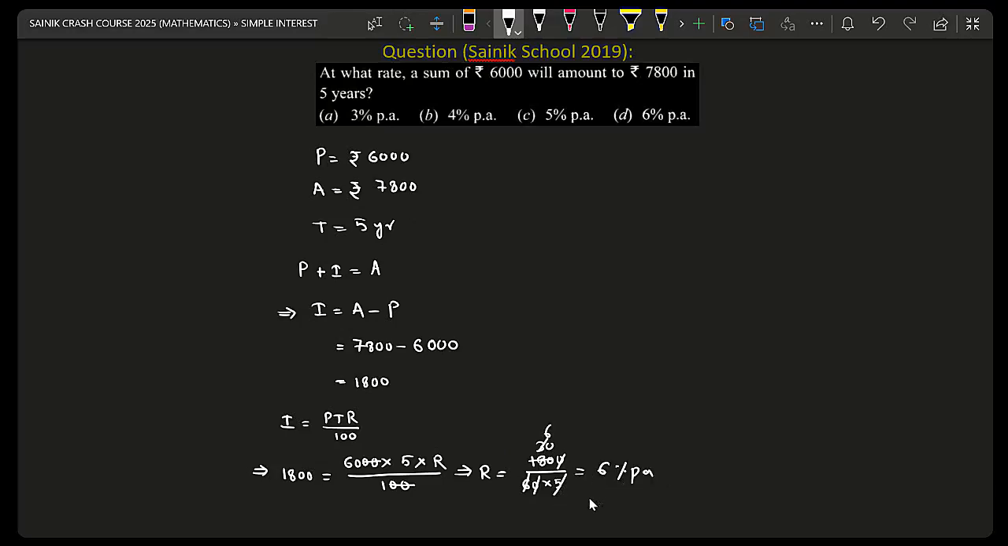Which option, Jashvi? Sir, option D. Yes, option D. Sir, what do you mean by per annum? Per annum means per year. Annual means year. Per annum means for every year. Okay. So Jashvi, this is method number 1 and there is a shorter way possible.